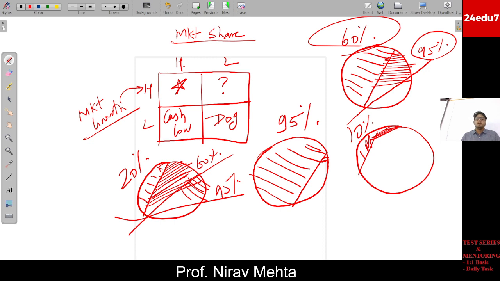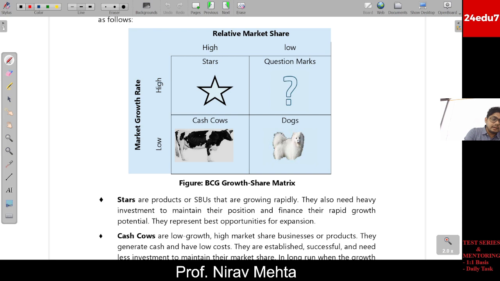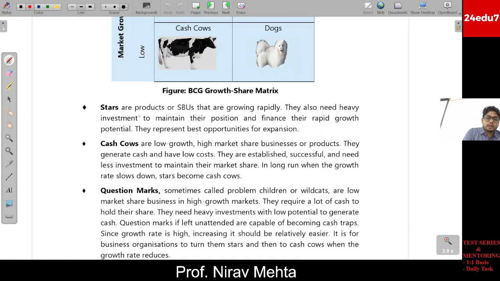So this was the BCG Matrix. Now let us read the book. See here. The vertical axis represents market growth rate, a measure of market attractiveness, the growth, and the horizontal represents market share, company strength. Now listen here. Star. Stars are the products, or you can say it's a business, SBU, I will teach you later. They are growing rapidly, they also need heavy investment to maintain their position.